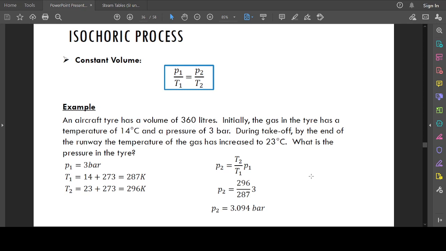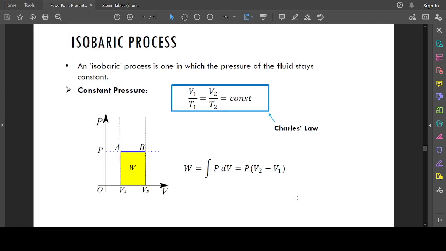Now going to Amontons' law, we make P2, which is the final pressure, the subject of the formula, and the equation becomes P2 = T2 times P1, all divided by T1. Plugging in the values of the known variables, we can solve for P2. So the increase in pressure from 3 bar is only 0.094 bar, okay?